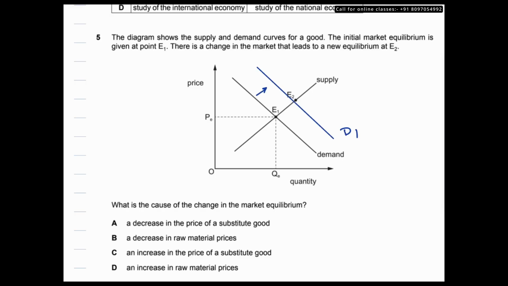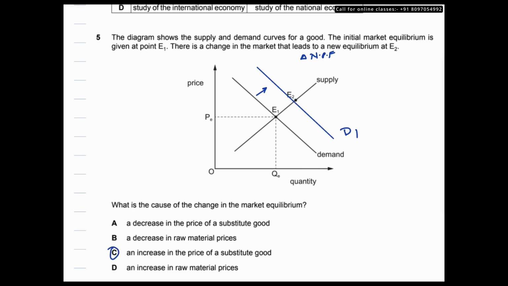So this is the demand curve and it has shifted to the right, correct? Now the question arises, why is the demand curve shifting to the right? So the demand would shift to the right due to any change in its non-price factors, correct? Let's take a look at the options. So option A, a decrease in the price of a substitute good, it's a non-price factor. A decrease in the price of raw materials, debatable. An increase in the price of a substitute good, again a non-price factor. And an increase in price of raw materials. So here the correct answer is C. Now why am I saying C?